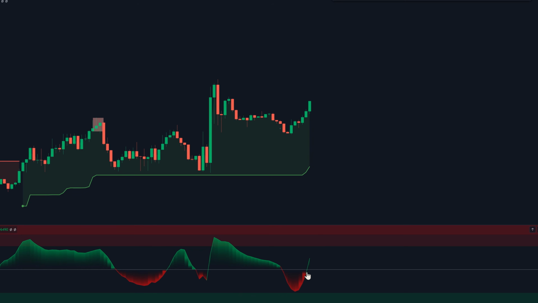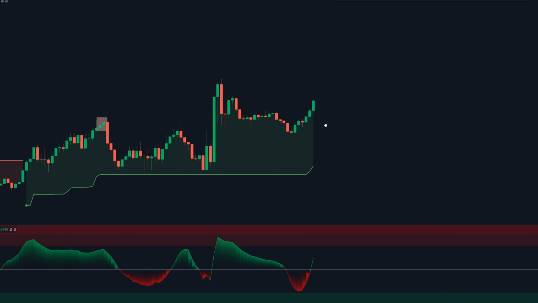Now, our entry candle is going to be the first candle that corresponds to the first green area on the moving average oscillator. This is the first green instance, and this is the corresponding candle. Then, to make this strategy super profitable, we need to add our price action confluence.